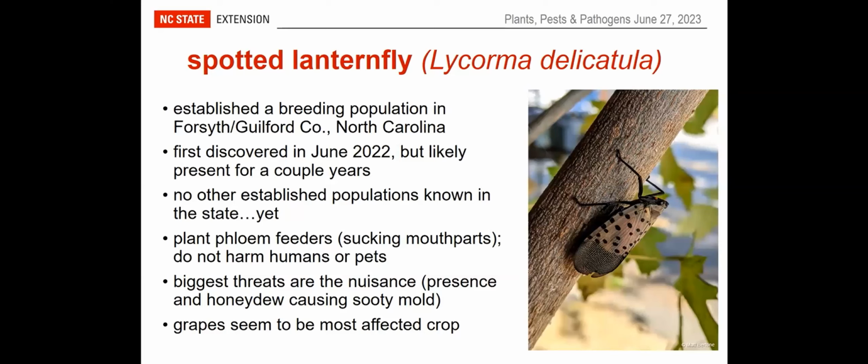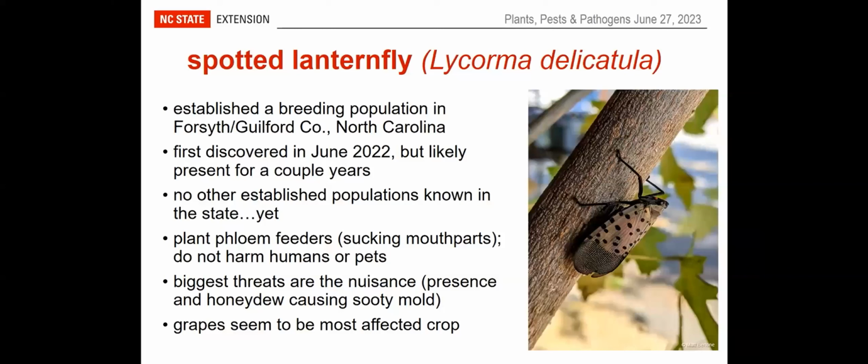But the biggest threats are really just the nuisance, the presence of hundreds or thousands of them, sometimes on trees and in yards, sometimes getting into homes and buildings. And also the amount of honeydew they produce can cause a lot of sooty mold growth on objects nearby.